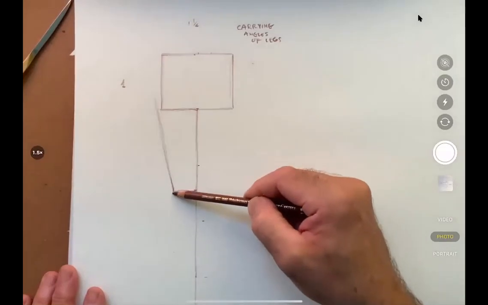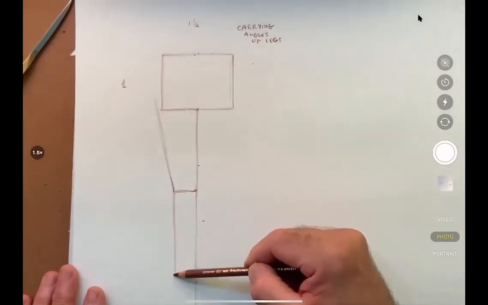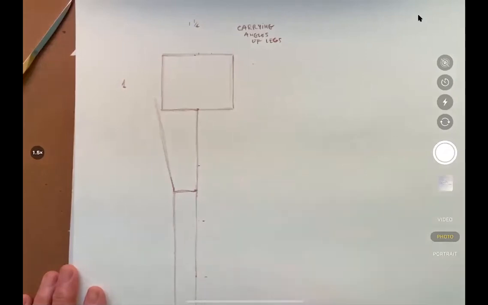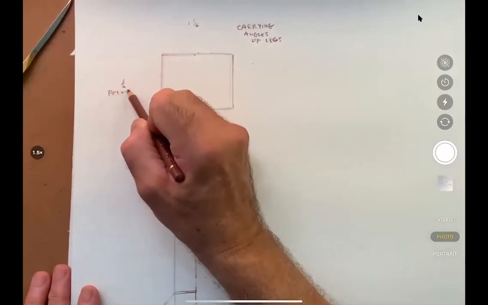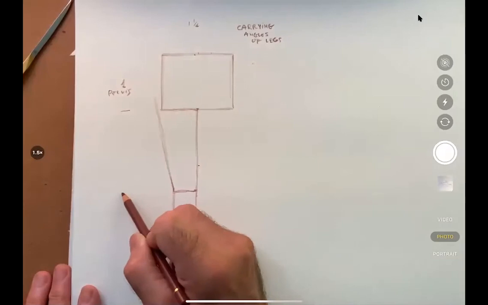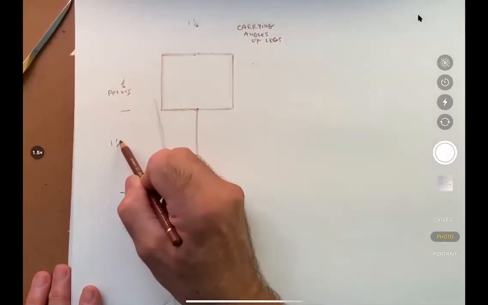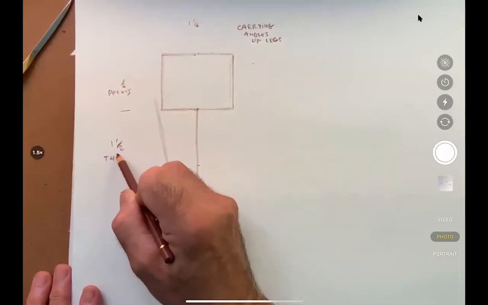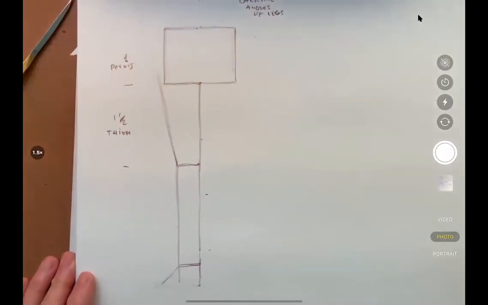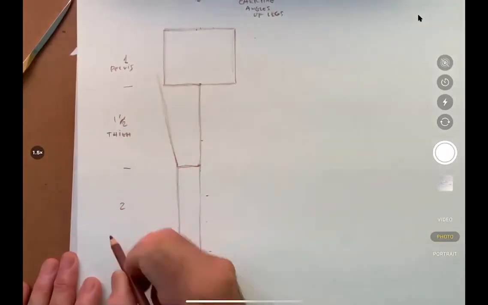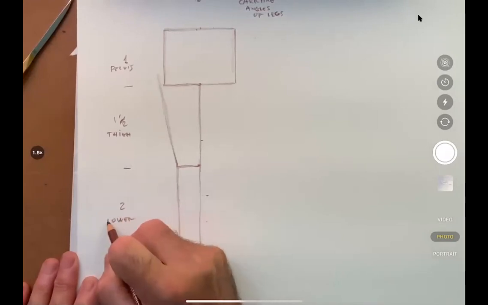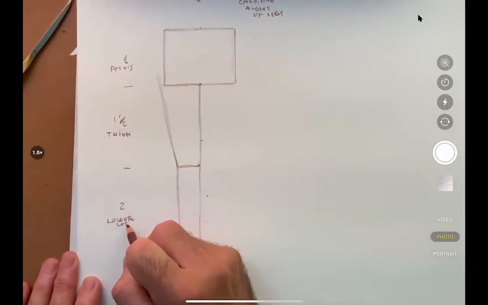This is the length of the lower leg and the foot. That includes the foot, right? So 1 pelvis, 1.5 thigh, 2 lower leg and foot.